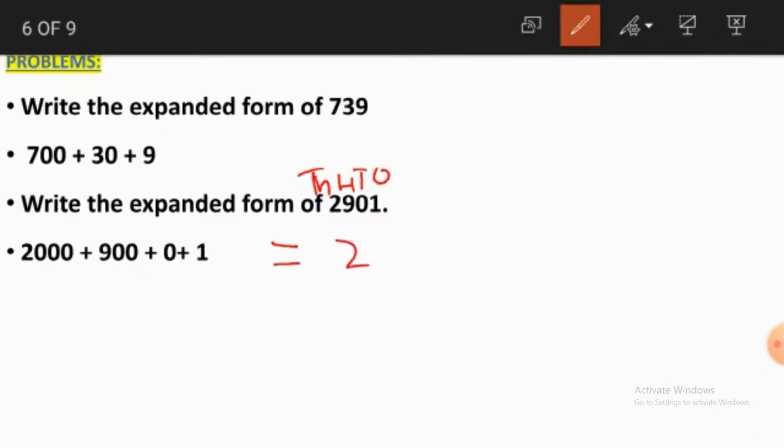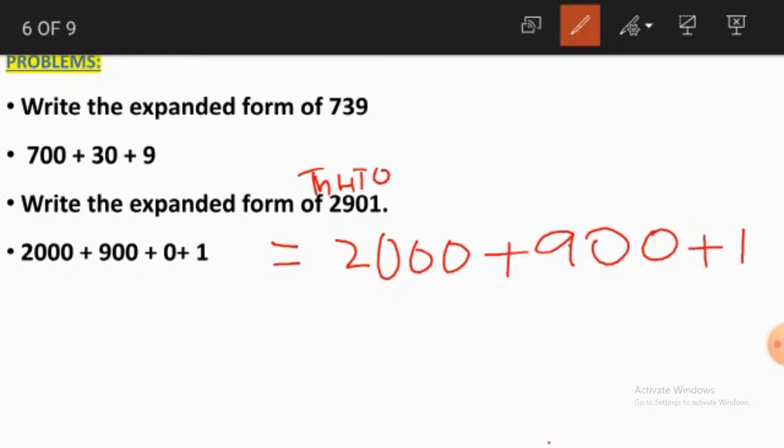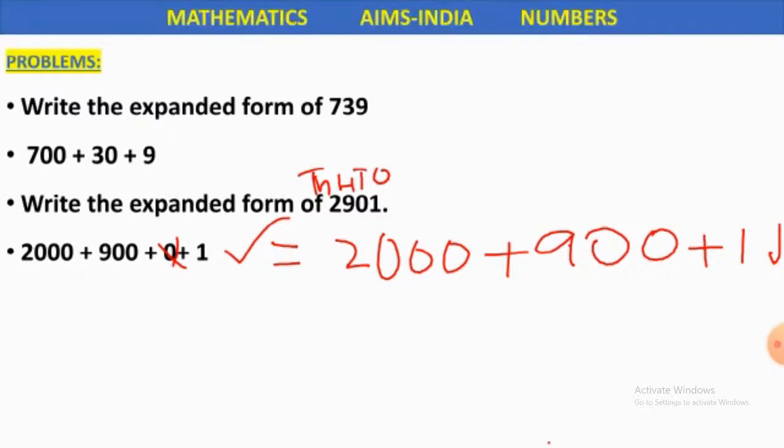This can also be written as 2000 plus 900 plus 1. You can simply remove this 0 here, because 0 means nothing. So you can simply remove 0 and write the answer as 2000 plus 900 plus 1. Either of these are the correct answers, children. So whoever has got the correct answer, very good.